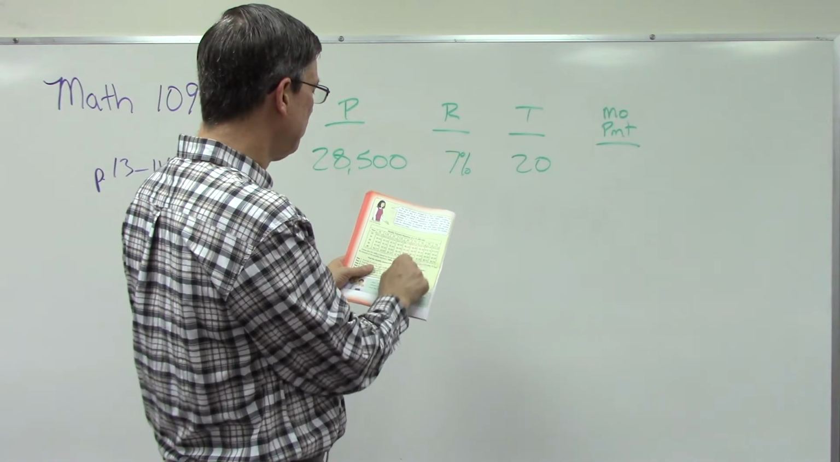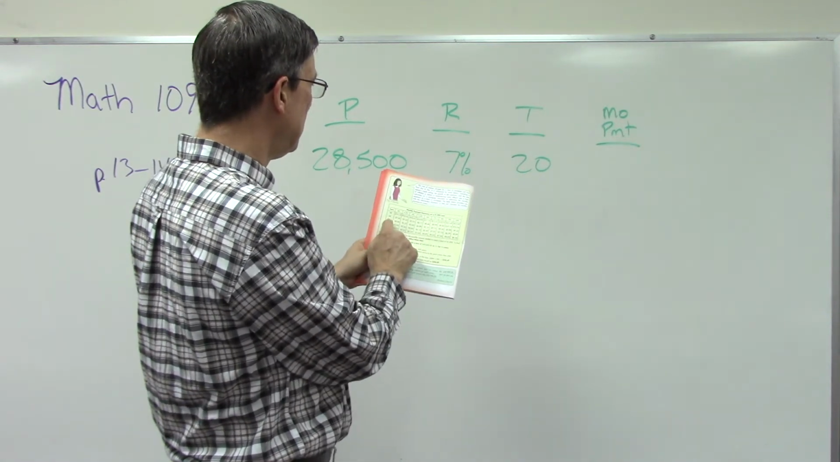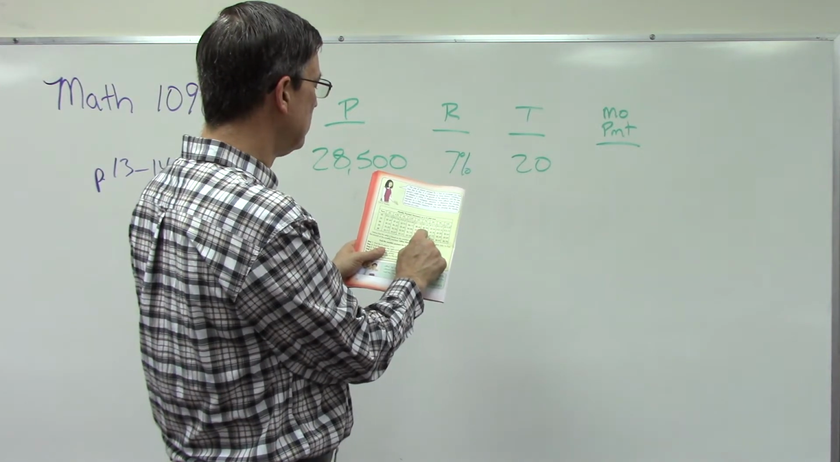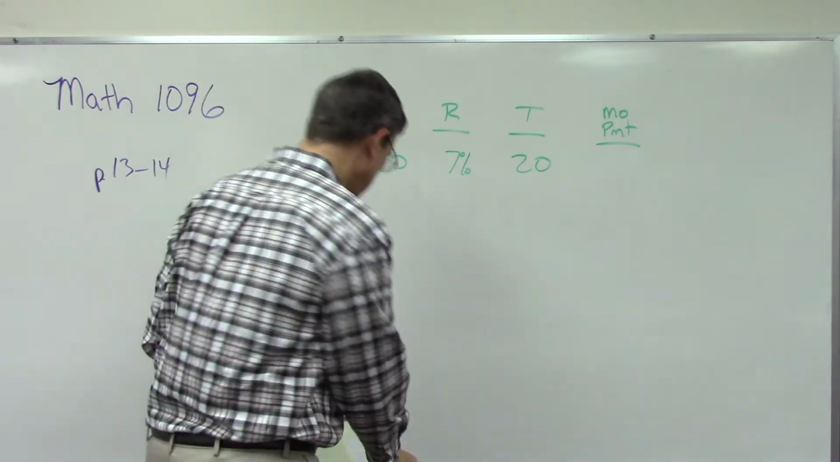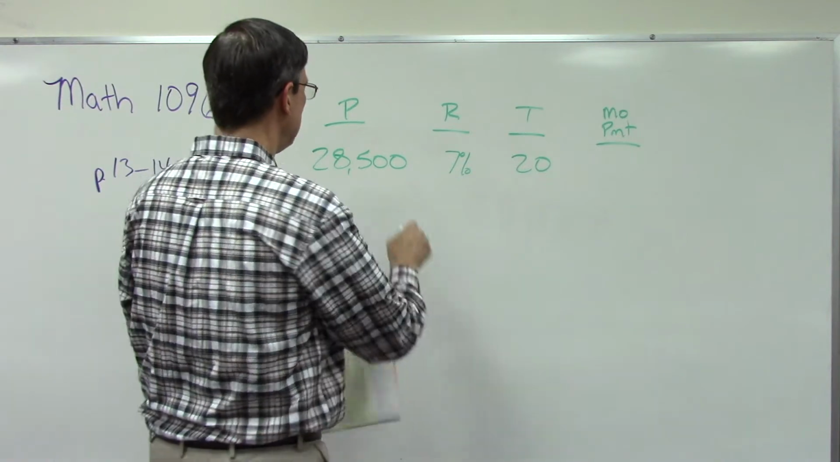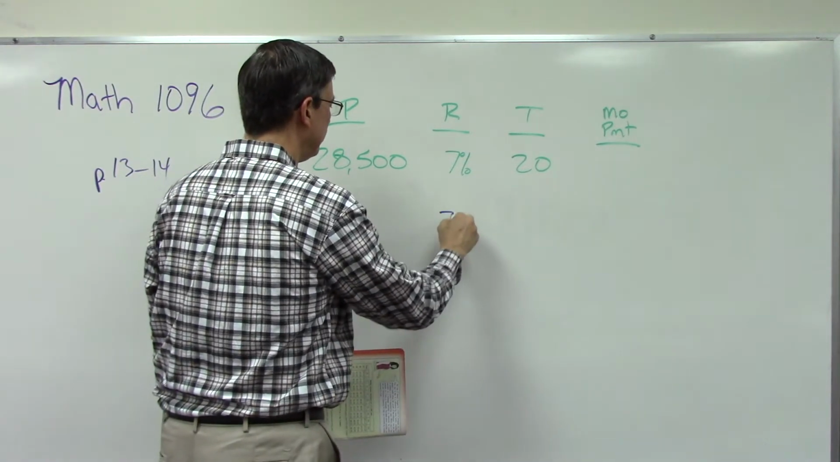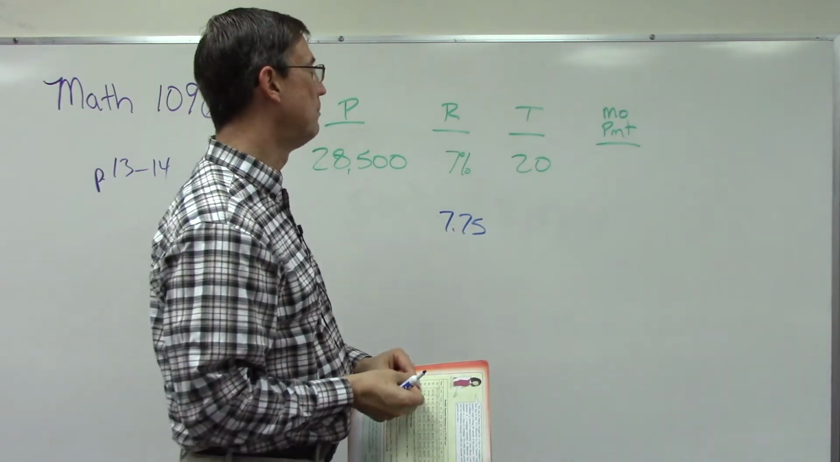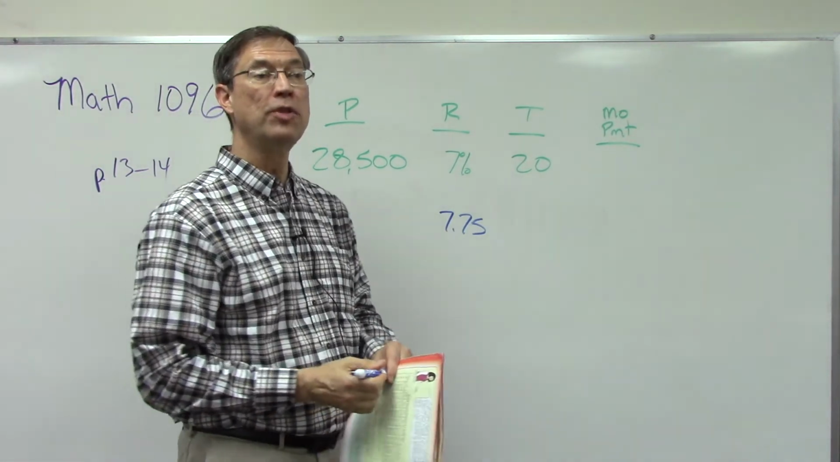I'm going to take the 7% column and then find the 20 years, and when I go straight across and see where those intersect, it's right here at 7.75, okay? That's how much the mortgage payment would be per thousand.